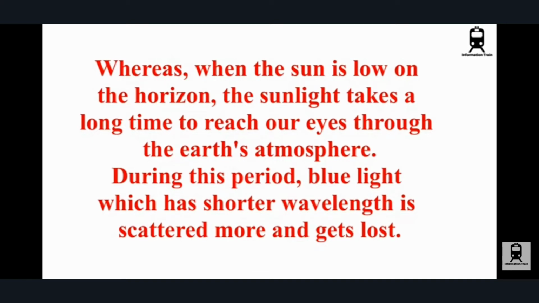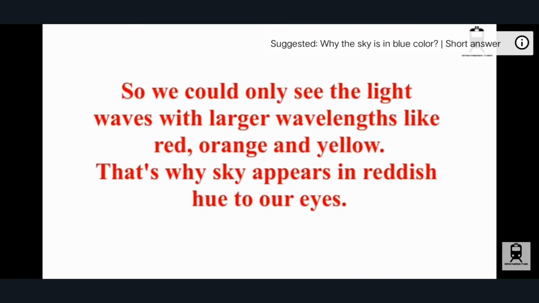Whereas when the sun is low on the horizon, the sunlight takes a long time to reach our eyes through the Earth's atmosphere. During this period, blue light, which has a shorter wavelength, is scattered more, so we cannot see it, while light with larger wavelengths like red, orange and yellow reaches us. That's why the sky appears reddish.